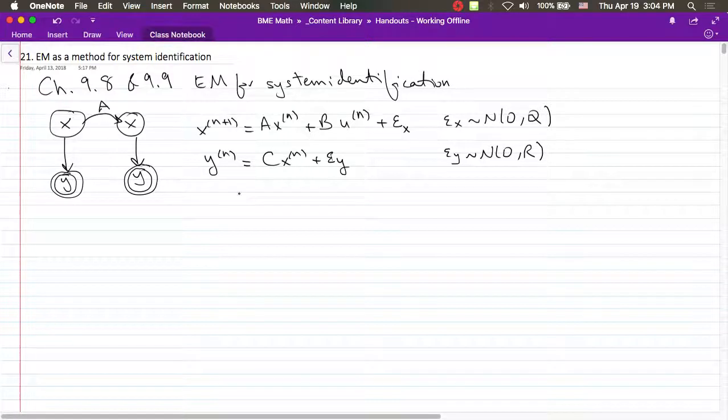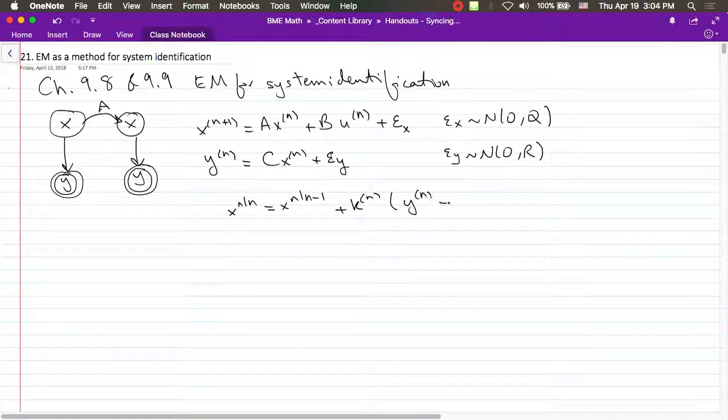So we found that we have some posterior, X of n given n, which was our prior plus this Kalman gain times what we had observed minus what we had predicted, which is C X of n given n minus 1. This was our prediction. So this was our Kalman filter.